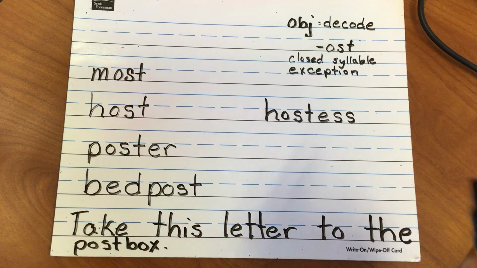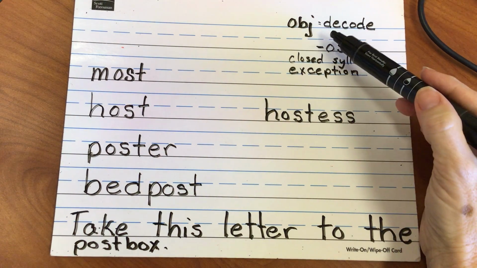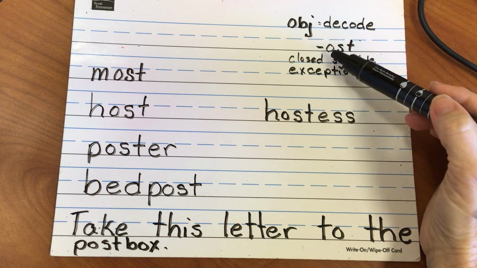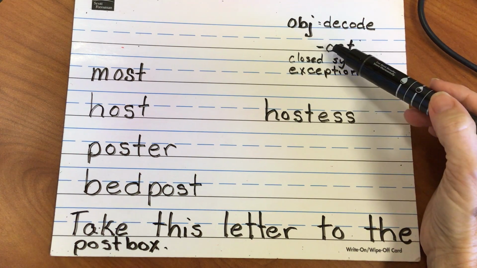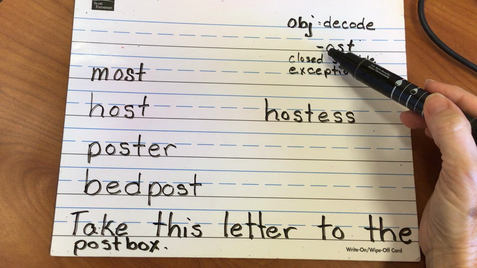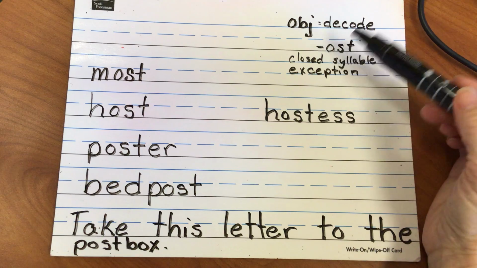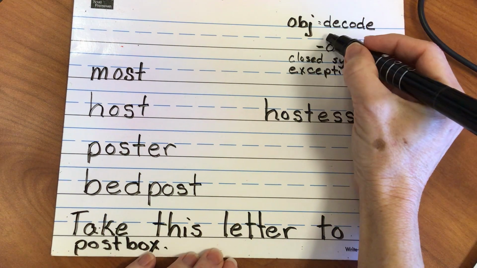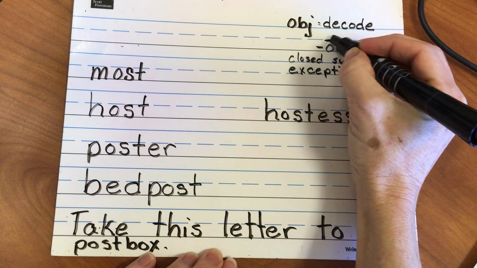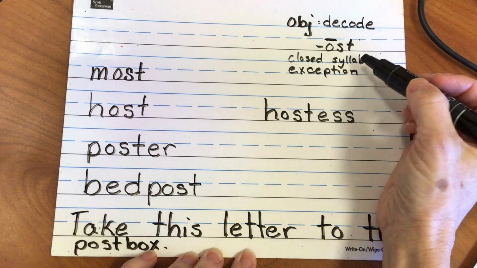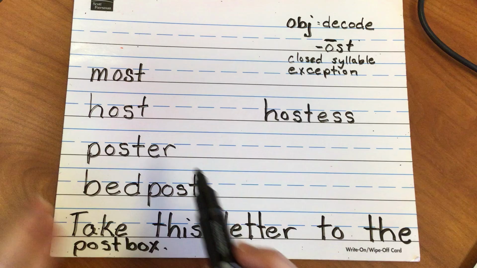Hello everybody, this is Miss Duffy, and today our objective is to decode the closed syllable exception OST. That's where this O, which should be a closed syllable because it's one vowel followed by a consonant, does not follow that rule. It's going to be a long O sound, so that would be an exception to the closed syllable rule. Here's how it looks.